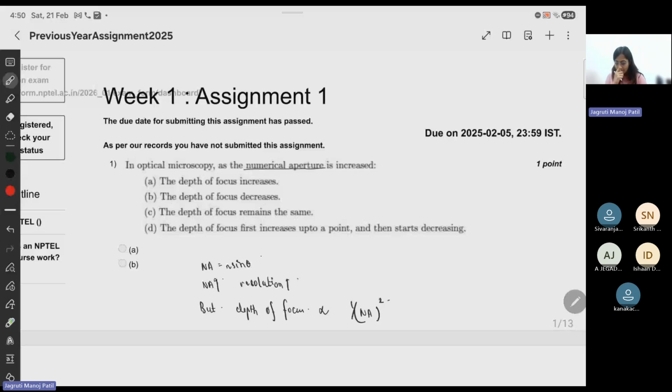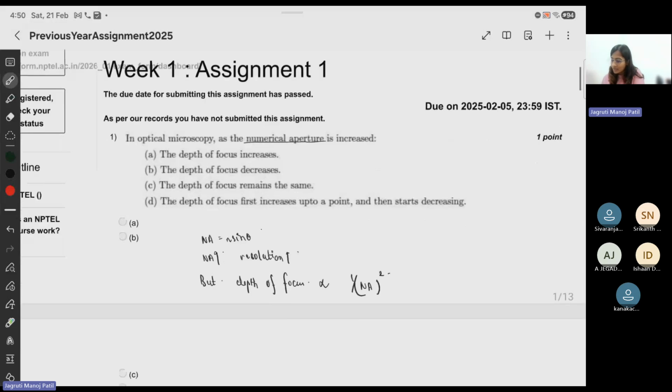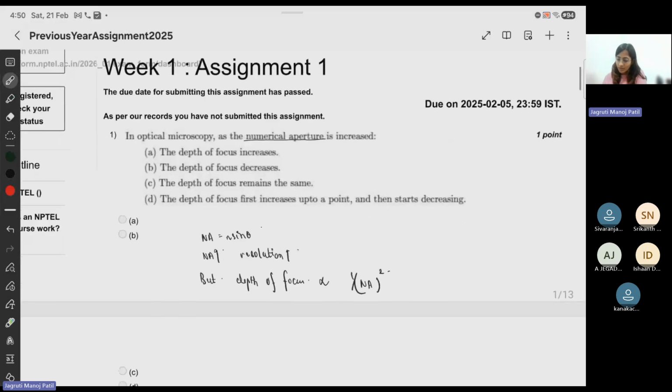So with this information, will you be able to say what happens if numerical aperture increases, what happens to our depth of focus? Decreases. Sorry? Decreases. Yes, so our depth of focus decreases. So that's option B.